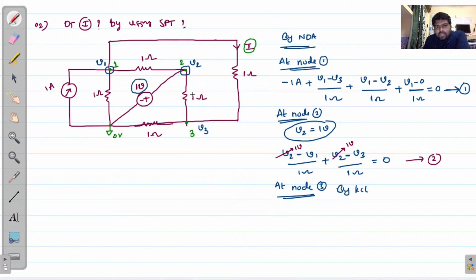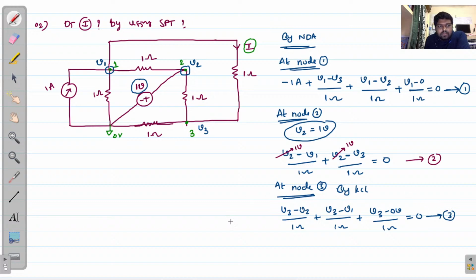By KCL, first I will consider this branch. In this branch the current equals V3 minus V2 by 1 ohm, plus, if you take this branch, V3 minus V1 by 1 ohm, plus this branch, V3 minus 0 volts by 1 ohm, which equals 0. And this is your third equation.